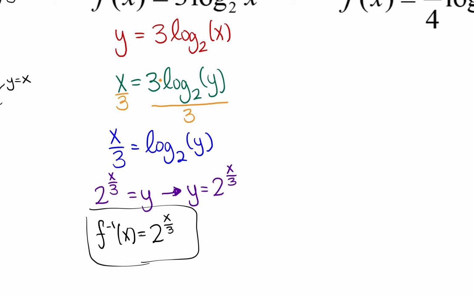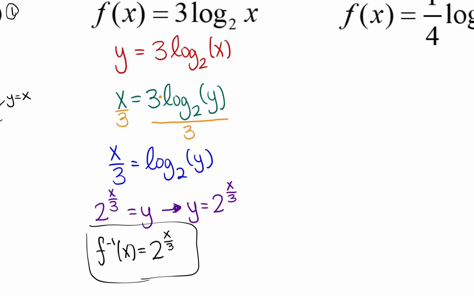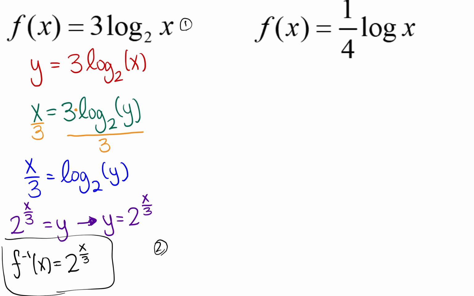Keep in mind that you can verify whether or not you did this correctly by simply graphing the original function, f of x, and the inverse function, 2 to the power of x over 3. And if you see symmetry across the line y equals x, then most likely you did it correctly. Let's go ahead and jump into the third example.